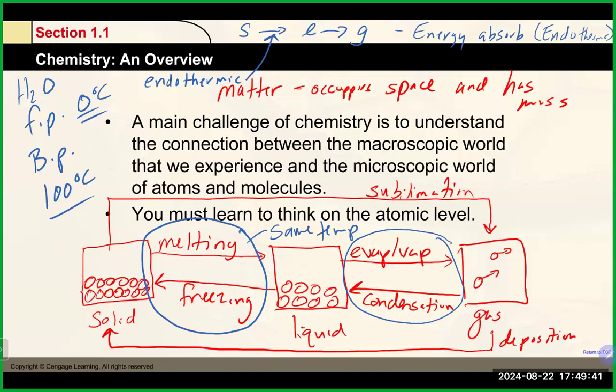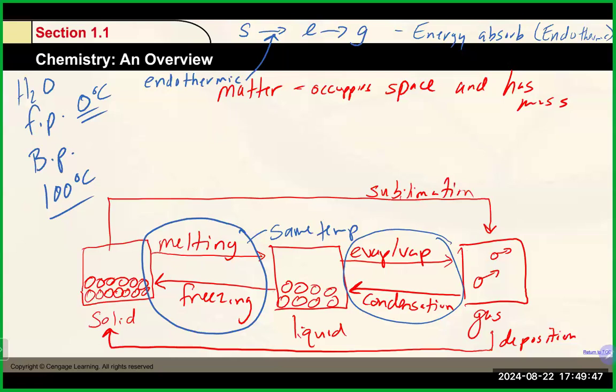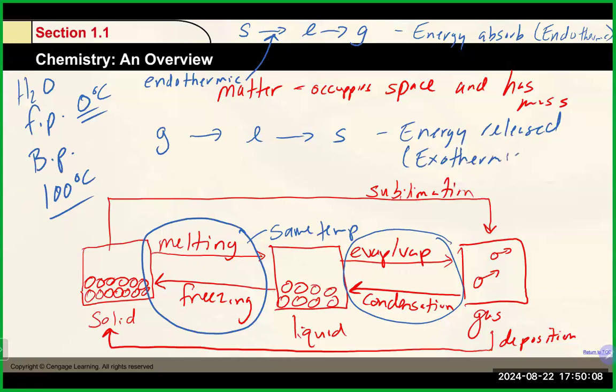Whenever there's energy being absorbed, that is what is referred to as an endothermic process. Obviously, if we're heading in the opposite direction, from, say, gas to liquid to solid, those are, again, all processes where energy actually has to be released. So the opposite there, energy needs to be released. And that is what is known in chemistry as an exothermic process.